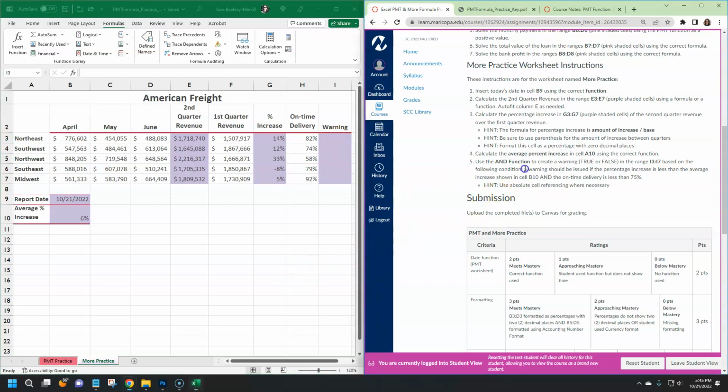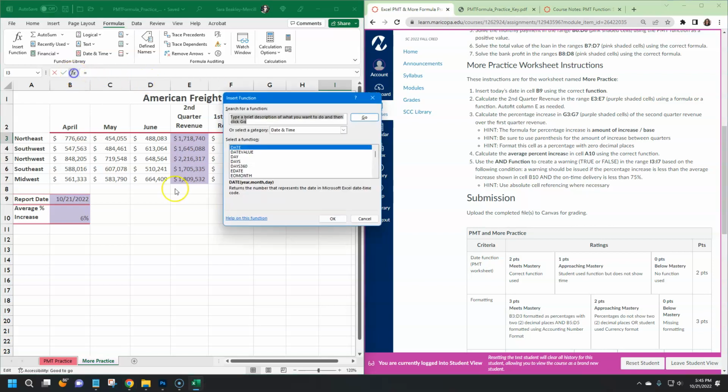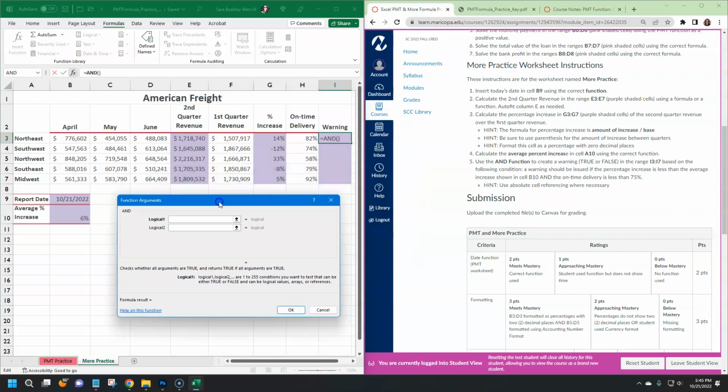All right, so this is actually something that comes straight out of your textbook. I put my cursor in I3. I'm going to search for the AND function, so I'm just going to type AND in, and there it is. You can see if we read it, it says logical 1, logical 2 are 1 to 255 conditions. So I could test 255 things at one time to either be true or false, okay?